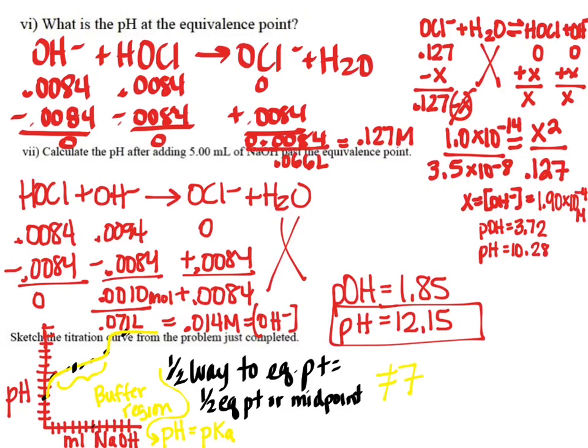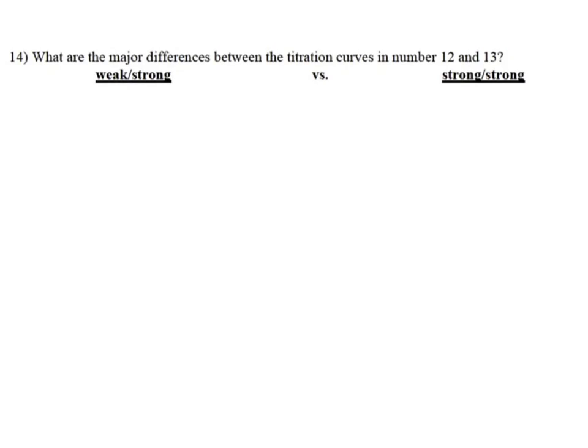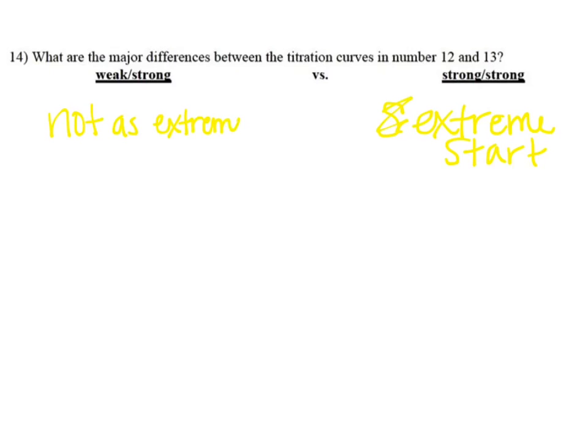All right, so let's compare these, and then we are done. We're ready to work on the sort. What can we say about weak strong versus strong strong? What can we say about the start? I would say the strong strong has an extreme start, right? We're way down there, and then it just jumps up. So I would say the weak is not as extreme a start. We started at like 3 something.